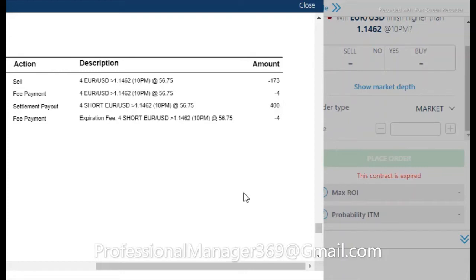Just now we will wait for a retracement. Whenever the right moment comes, then I will place the trade.